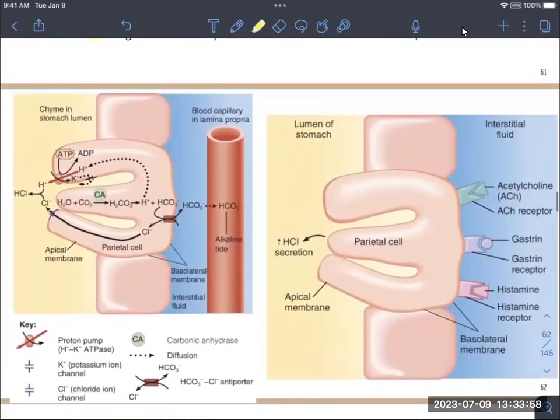So we're making bicarbonate to go into the bloodstream as we're secreting out these hydrogen and chloride ions to make hydrochloric acid. To make the hydrochloric acid, we need acetylcholine binding to that acetylcholine receptor, gastrin binding to that gastrin receptor, and histamine that will bind to that histamine receptor to be able to secrete out that hydrochloric acid.